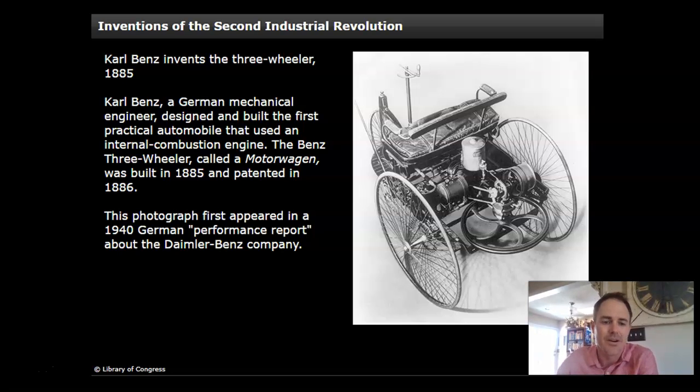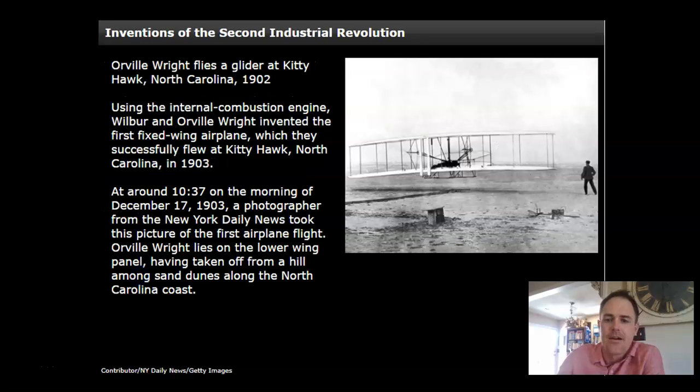Here's an example or a photograph of the first car, right, with an internal combustion engine. Carl Benz, Mercedes-Benz, sound familiar? Yep, that's the guy. And there is the first manned flight.